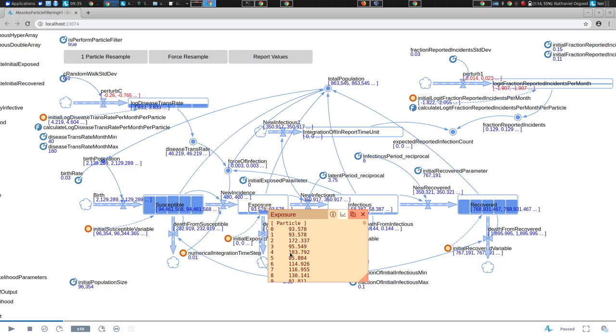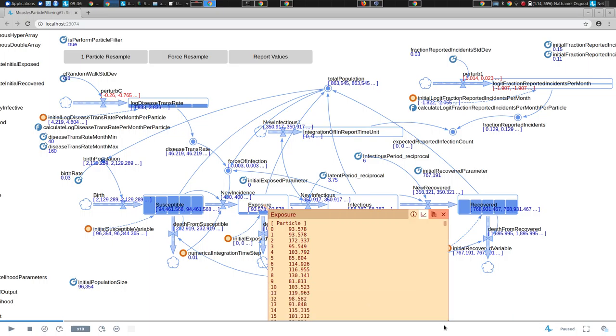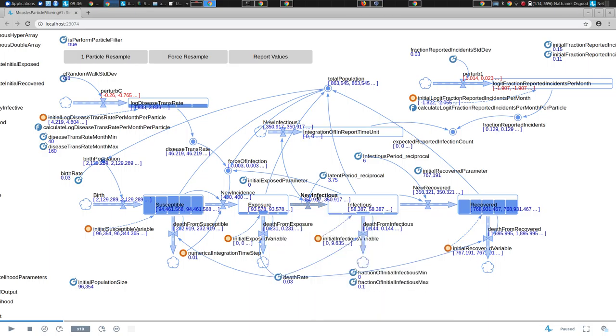But it bears noting that each of these stocks of the model is associated with different values for each of the particles. So particle zero, for example, thinks there's 94 people in the exposed state. Particle two begs to differ. It thinks there's 172. Particle eight thinks there's 130 here. And those different particles have these competing visions of the world, these competing hypotheses that are undergoing the survival of the fittest.